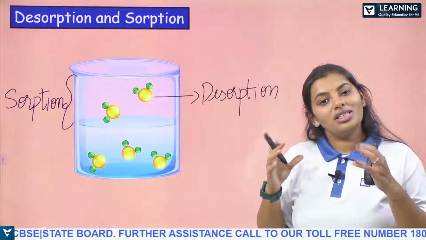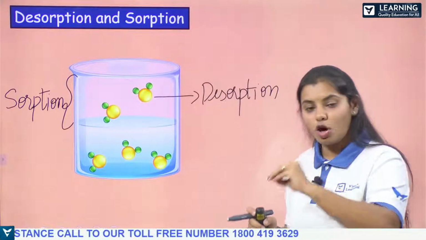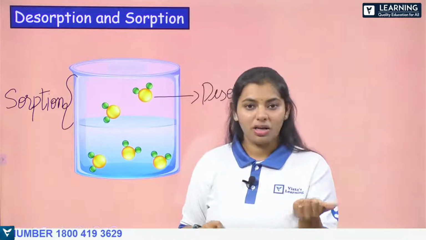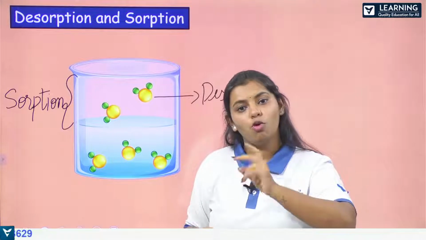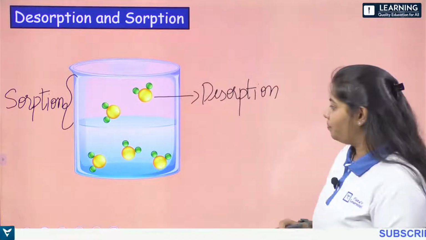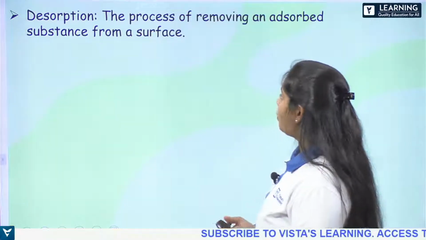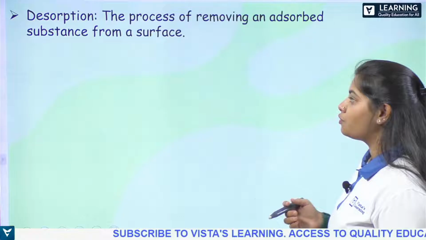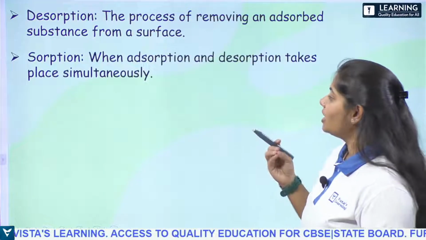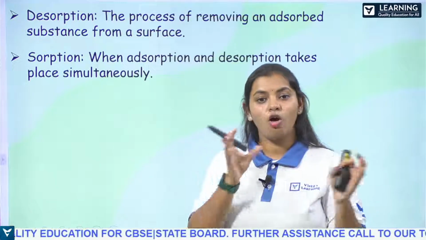Clear, students? So this is a basic phenomenon we have to understand with respect to adsorption, that is desorption and sorption. Important question: they can ask you for a 1 marker, or they can ask you to define both of these and give examples. Now the same definition as I explained before. The process of removing an adsorbed substance from the surface is known as desorption. And what is sorption? When adsorption and desorption take place simultaneously, we call this process sorption.